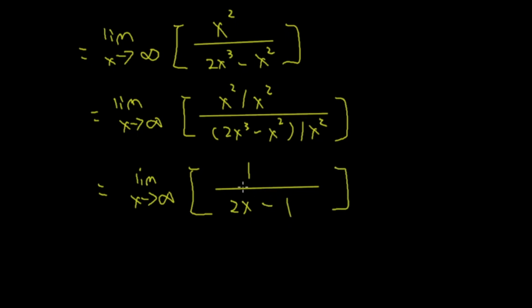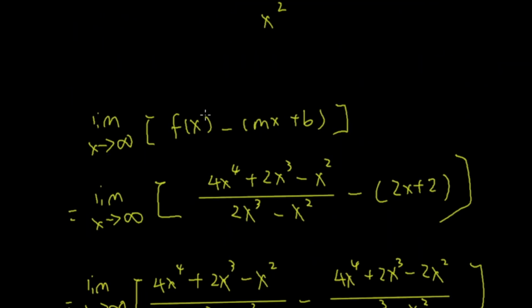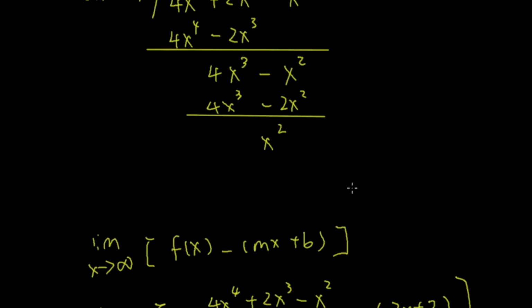Now, you can put infinity into x here. Then you have 2 times infinity minus 1, which is a very, very large number. 1 divided by a very, very large number is close to 0. Okay, again, so this ends up being 0. So that works.